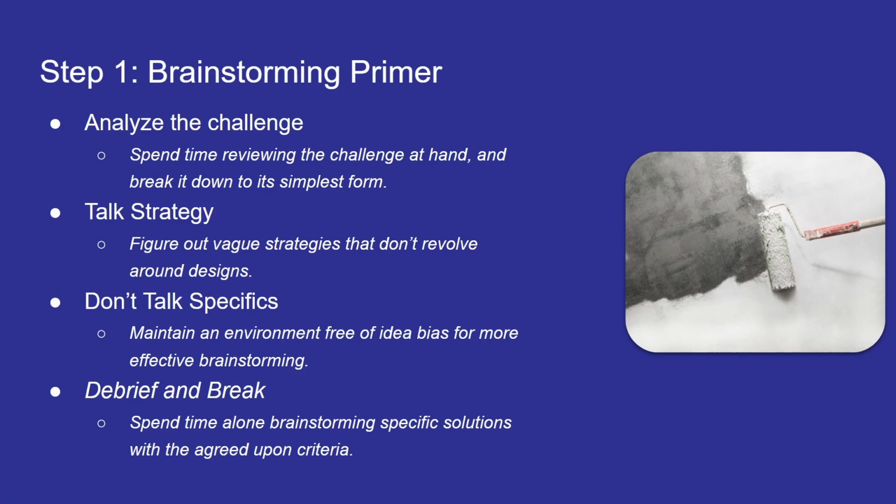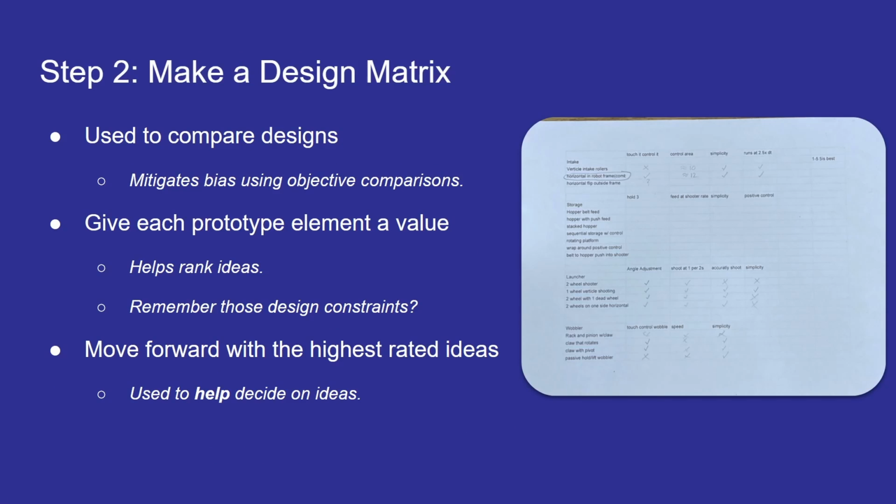When we're brainstorming, or when we're priming, we will never talk about specific solutions. We'll never talk about specific designs. This is just to give everybody a chance to think about it on their own without acquiring any bias towards a certain design. So the next step that we like to take is to make a design matrix based off of the criteria that we've discussed in our priming phase.